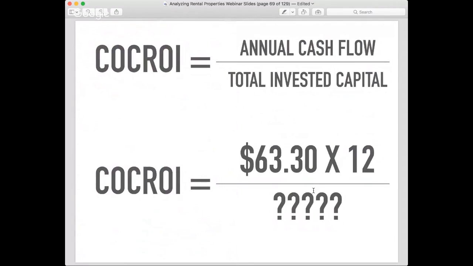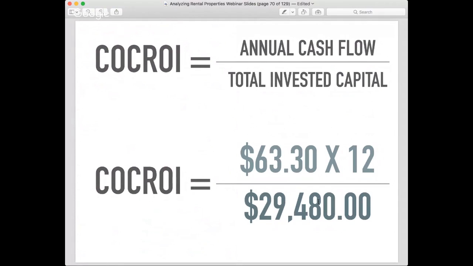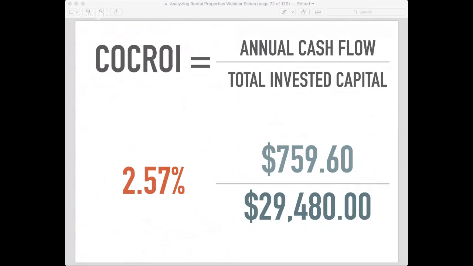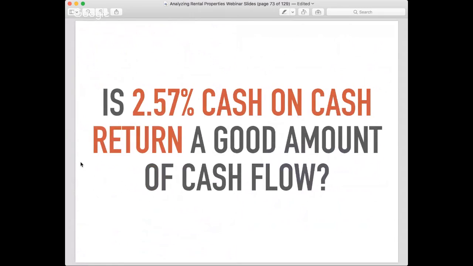So what's our total invested capital? 29,000. So if we were to take 6,330 times 12, divided by 29,480, we get $759 a year divided by 29,000. And that works out to a cash on cash return of 2.57%. Now earlier, I told you guys what I look for in a property, right? I typically look for at least 12%. So am I going to buy this deal at 74,900 or whatever it was? No, probably not.